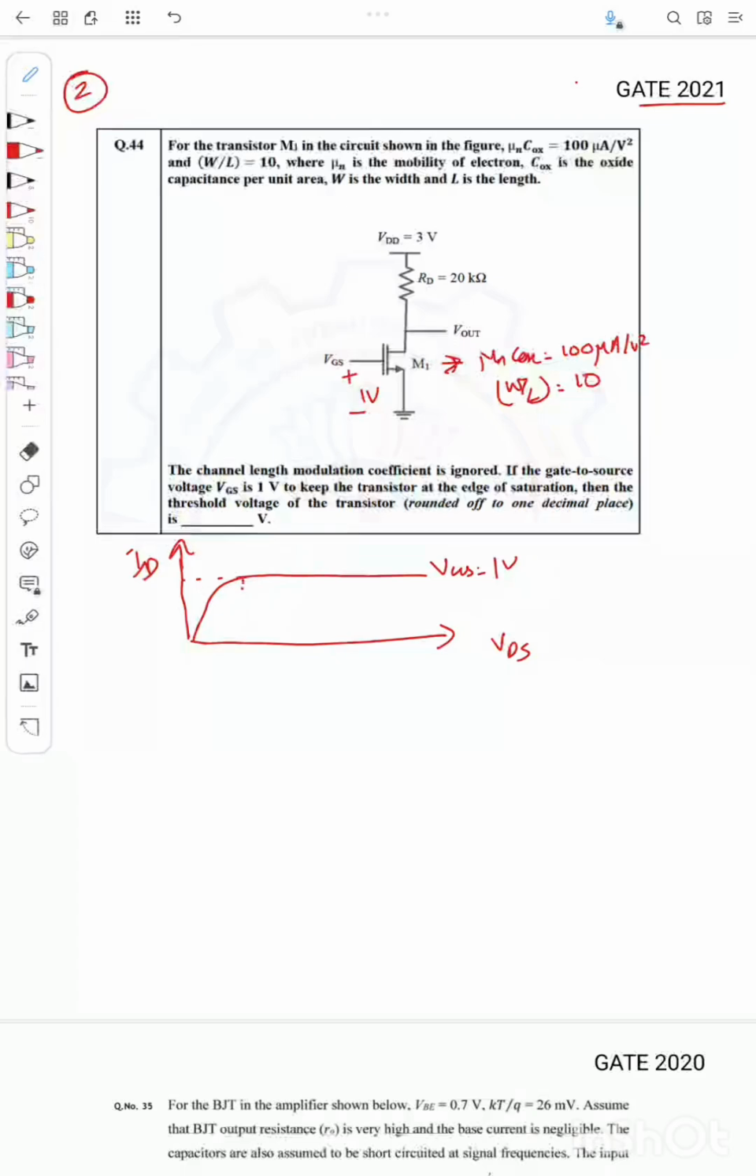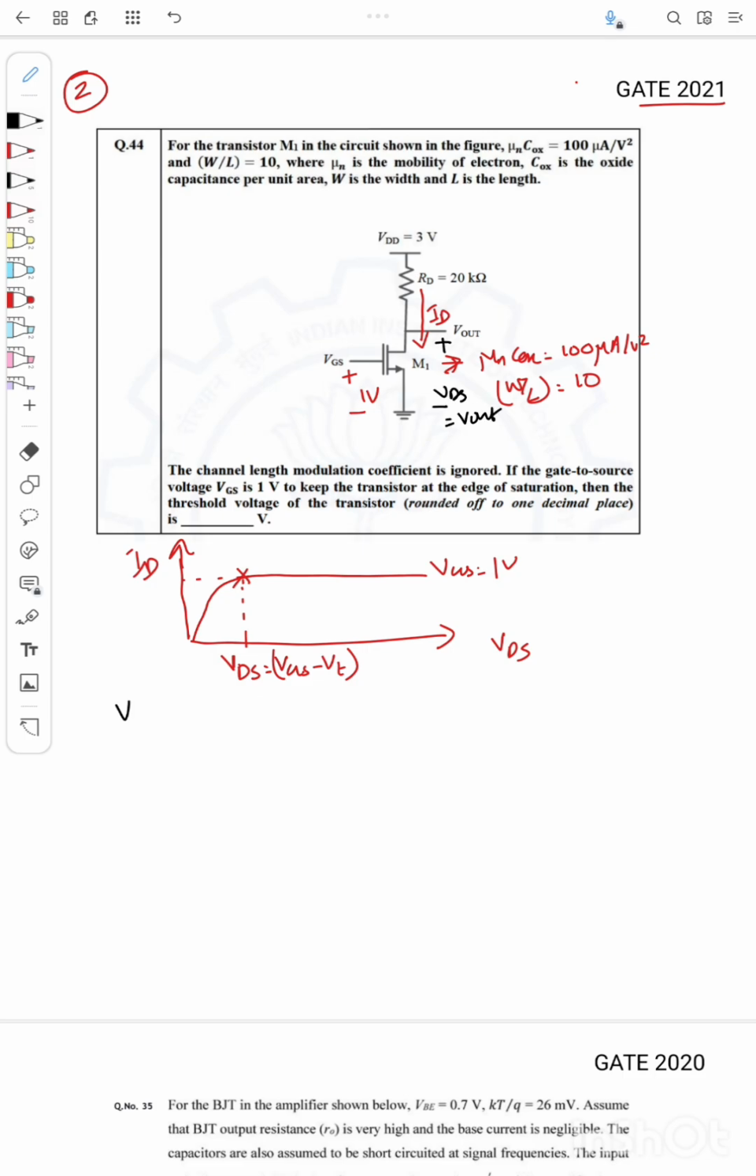It is mentioned that it is working at this edge. The edge is where VDS is equal to VGS minus VT. This is the edge, where VT is the threshold voltage. So we have to find this VT. From this circuit we know there will be a current ID flowing like this. And what is VDS here? VDS is the voltage across this, that is VDS is equal to V out itself.